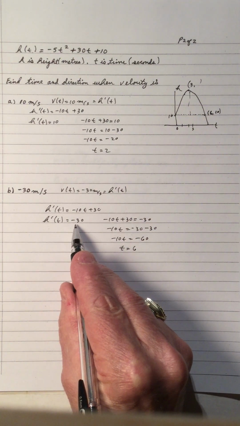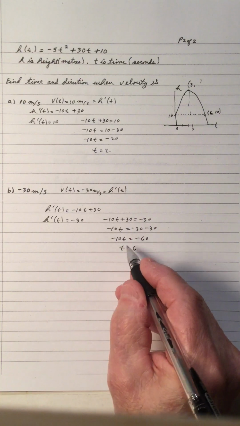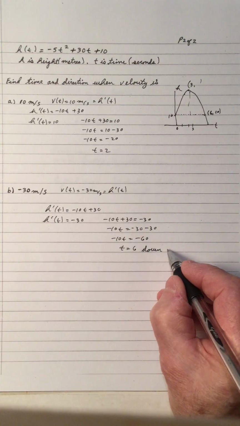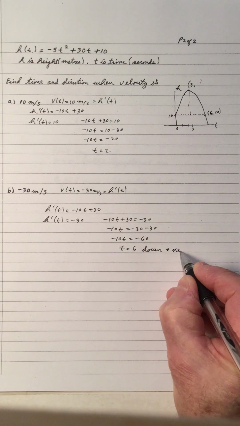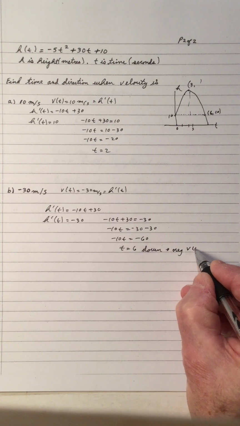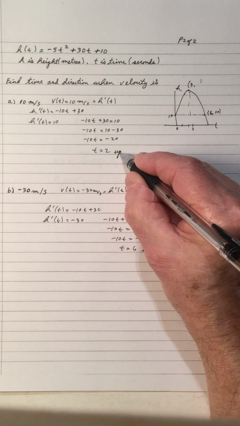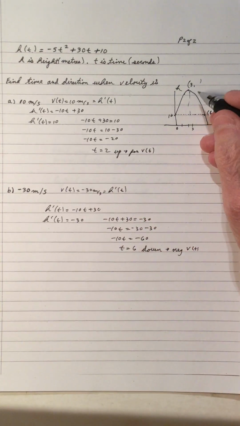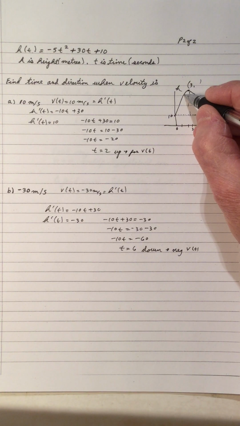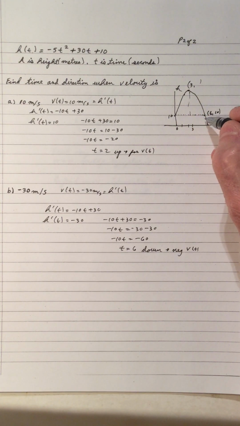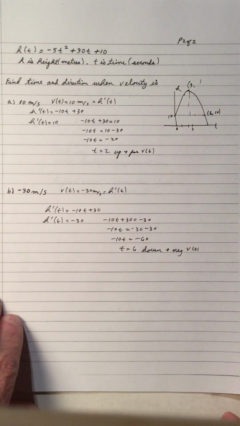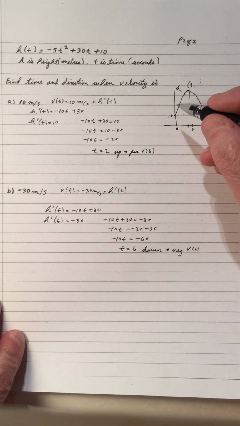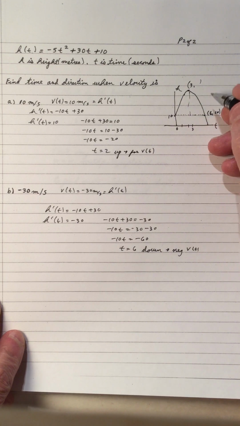is negative. At 6 seconds, it's going down because of the negative velocity. And at 2 seconds, it's going up because of the positive V(t). Again, at 3 seconds it reaches maximum height, 2 seconds is on its way up, and 6 seconds is on its way down. So that's the times that these different velocities occur, and the direction. Positive velocity is on the way up, negative velocity is on the way down.